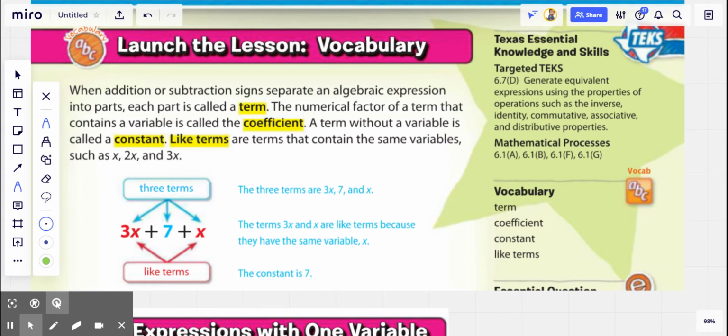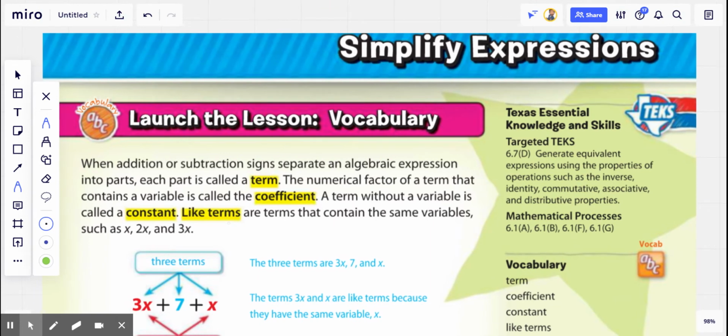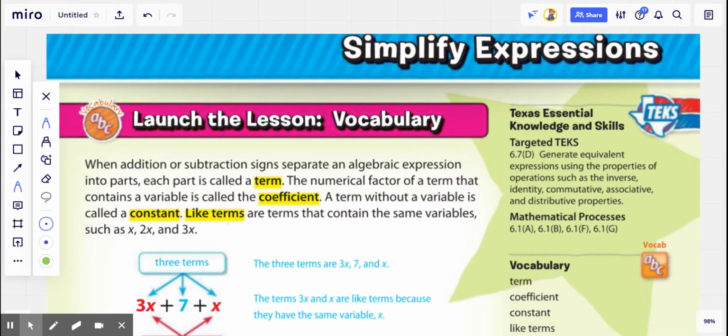All right. Let's go ahead and talk about our lesson for today. It is simplifying expressions. This is our last unit in the chapter. It says when an addition or subtraction sign separates an algebraic expression into parts, each part is called a term. The numerical factor of a term that contains a variable is called the coefficient. A term without a variable is called a constant. Like terms are terms that contain the same variables, such as x, 2x, and 3x.